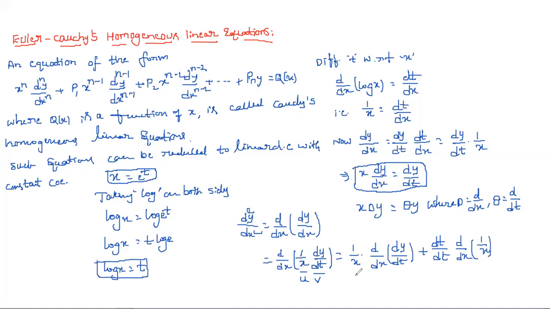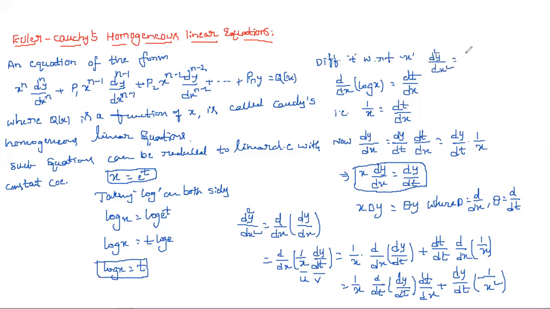So this is equal to 1 by x into... here we are differentiating with respect to x, but this is a function in terms of t, so again you need to apply the chain rule. That is d by dt of dy by dt into dt by dx, plus dy by dt into d by dx of 1 by x, which is nothing but minus 1 by x square.